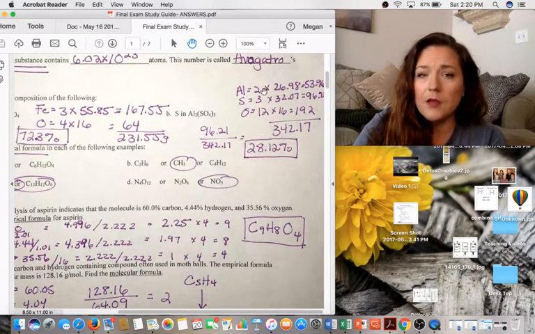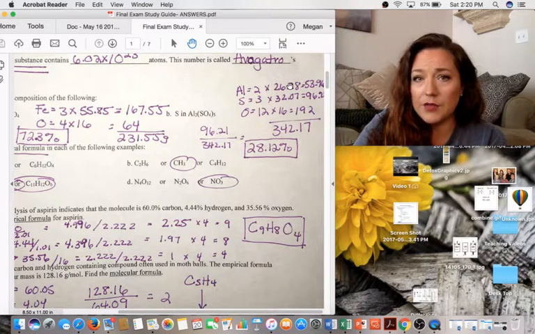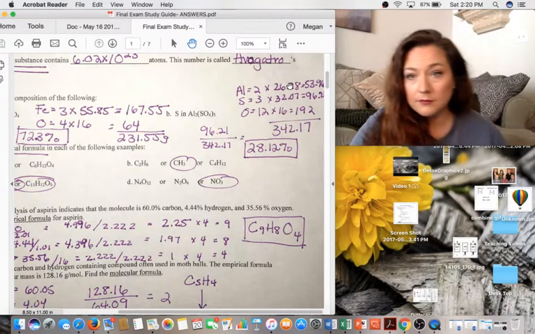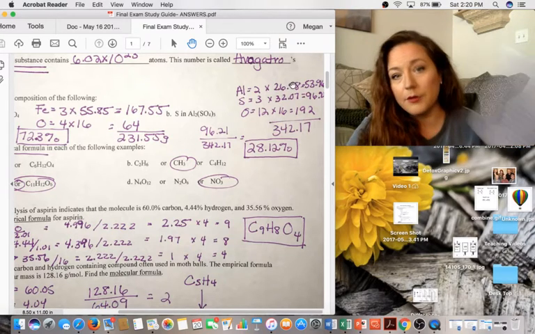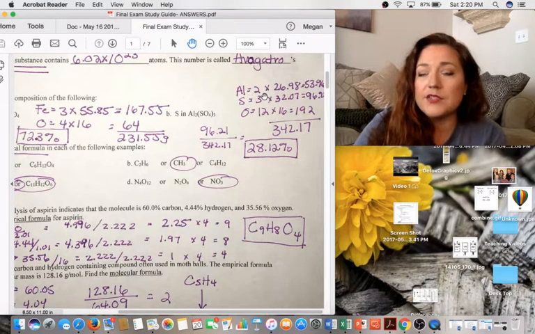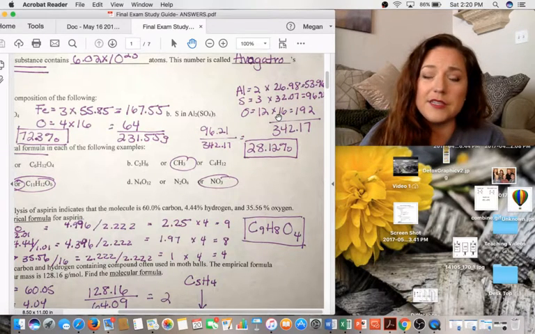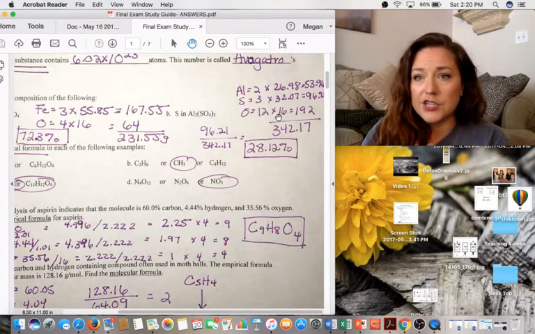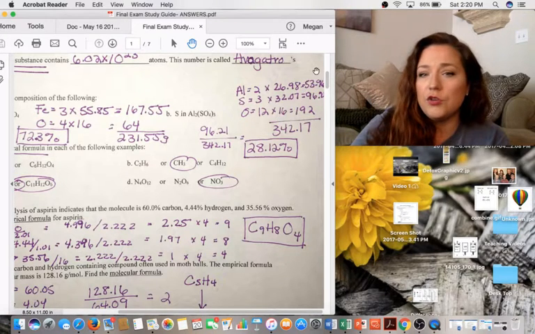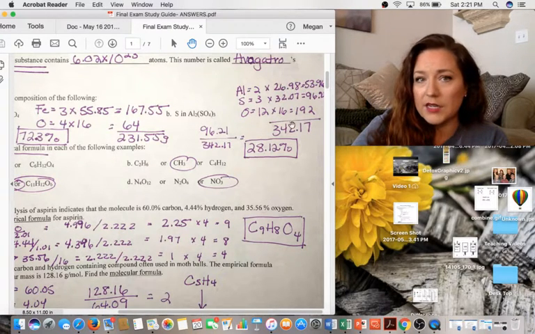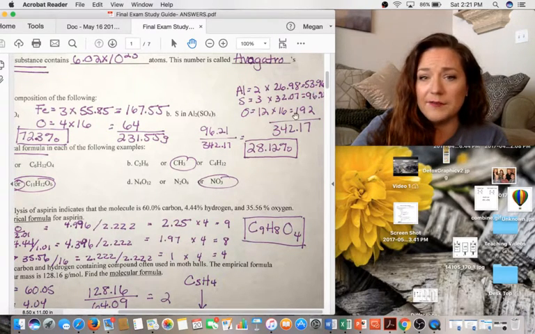So you take the AMUs from the periodic table. Again, look at your periodic table. For aluminum, that's 26.98. For sulfur, that's 32.07. And for oxygen, that's 16. When you multiply them by the quantity that you have, you end up with the individual molar mass. You add them all together, and you get the entire compound's molar mass of 342.17.